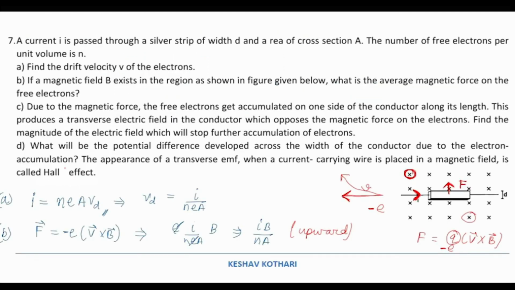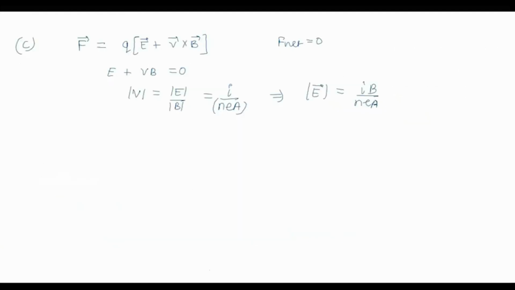In the next part, the question is asking what will be the potential difference developed across the width of the conductor due to the electron accumulation. We can easily do it once we have the value of electric field. I can write the potential difference dV is equal to E dot dr, or simply multiplied with d. So we can calculate the potential difference simply by using V is equal to Ed. So the potential difference will come out to be IBd upon nEA. So this is the required answer for this particular problem.